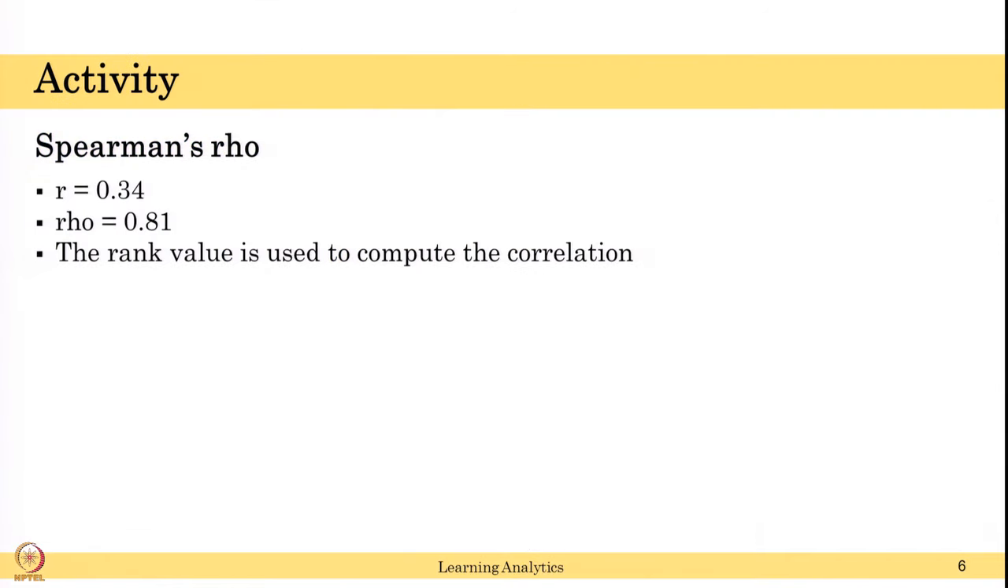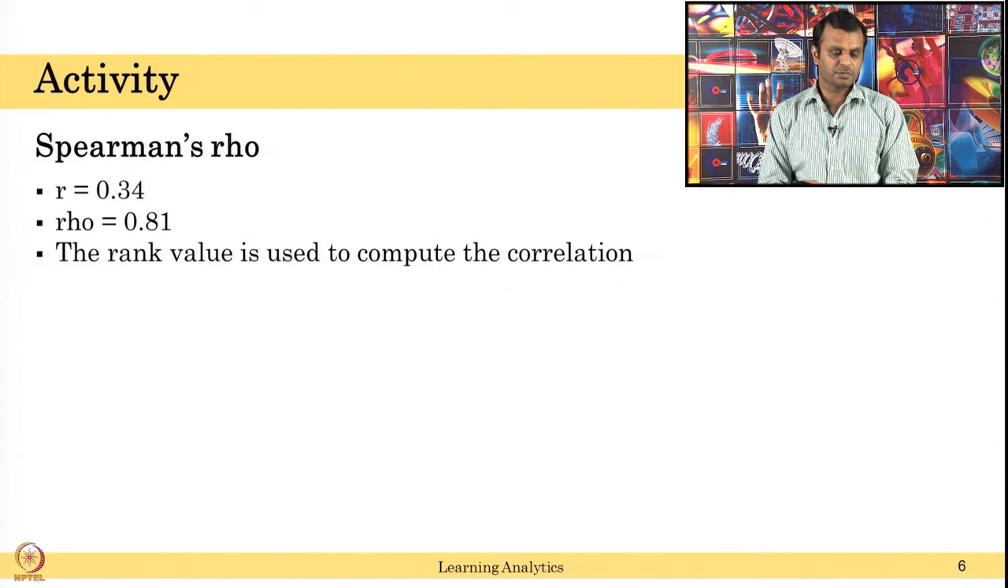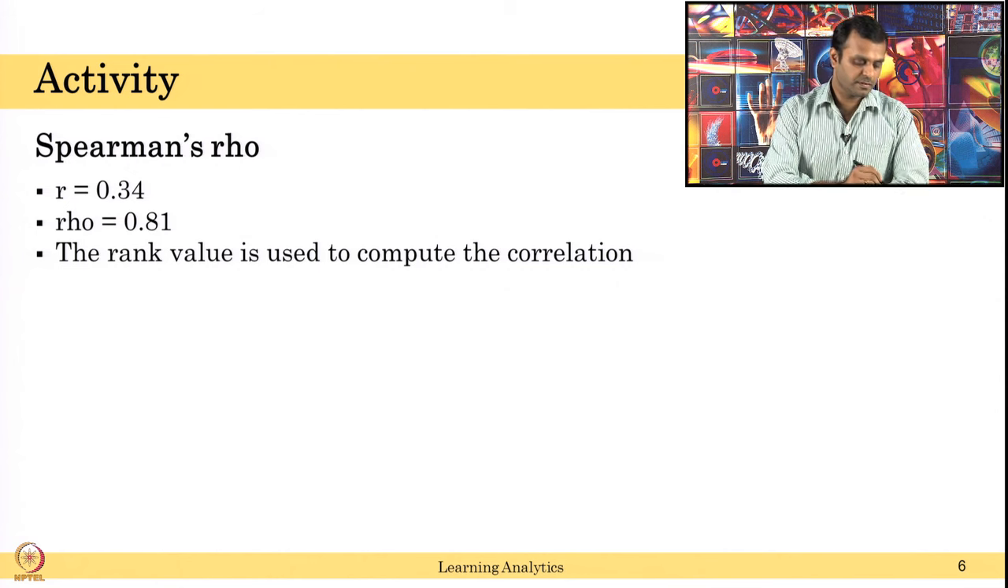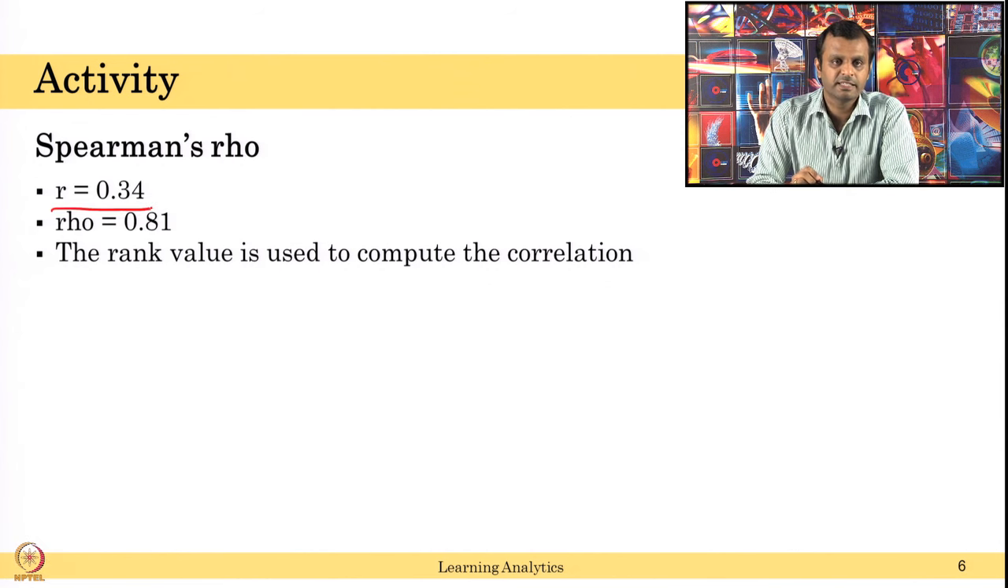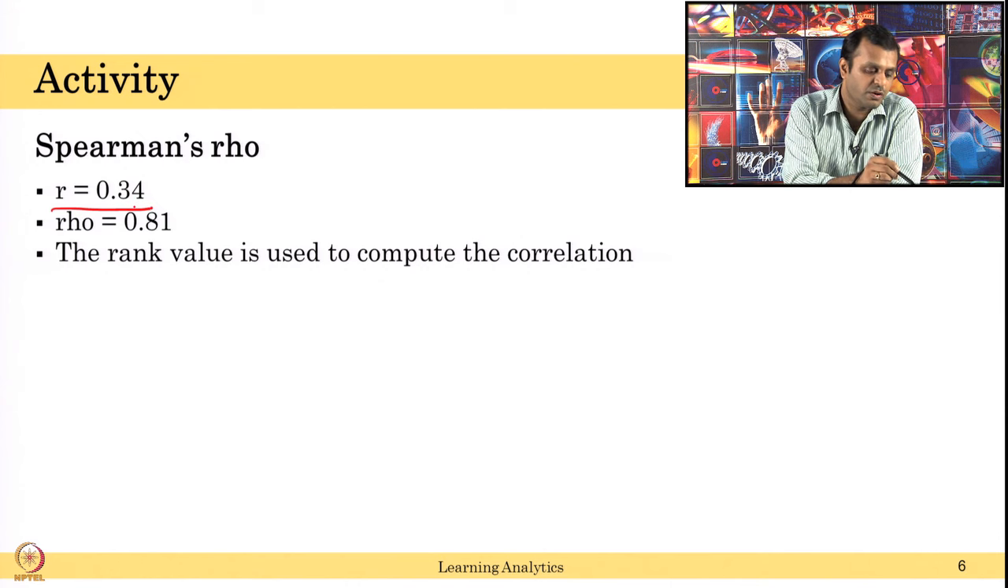So, the Spearman's rho for that is 0.81, but the correlation coefficient R is 0.34. Because of the outliers, the line tries to fit all the points and there is a huge difference between the points and the line. So the R value is going low, but rho is good, rho is not sensitive to that outlier. Okay. So it can handle the outliers also. The rank value is used to compute the correlation.